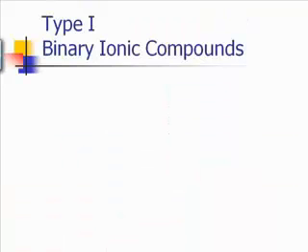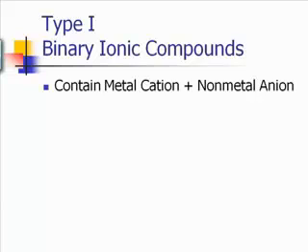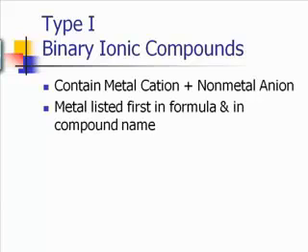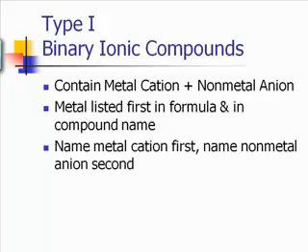So let's start with the type 1s. These have a metal cation and a non-metal anion, and in the formula the metal will be listed first, and also in the compound name the metal will be listed first.